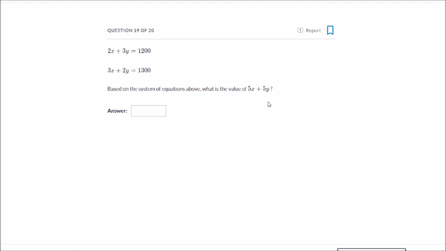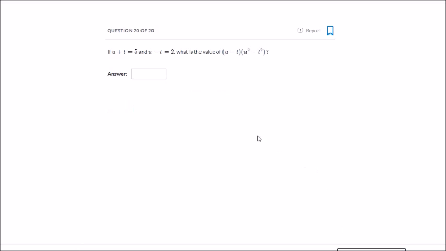Okay, so based on the system of equations above, what's 5x plus 5y? You can do this really easily by just adding the two equations together. So 2x plus 3x is 5x, 3y plus 2y is 5y, and 1200 plus 1300 is 2500. So the answer is 2500. You could obviously solve for it as well, but it's an unnecessary step, I'd say.